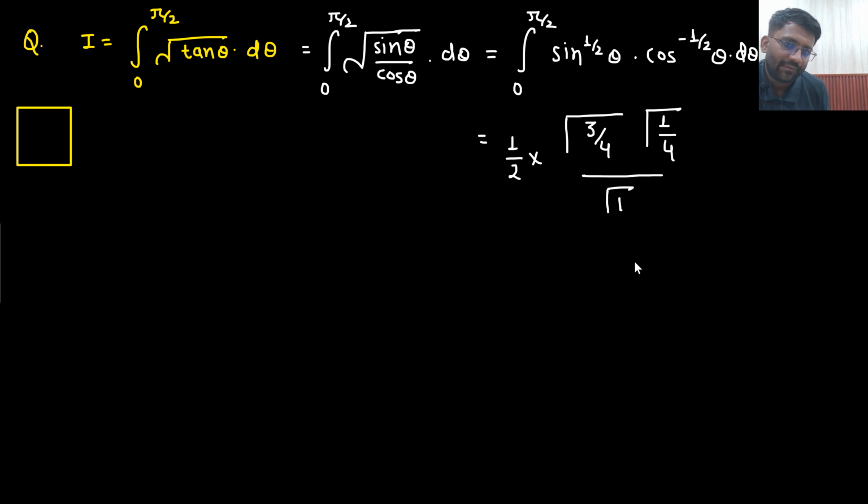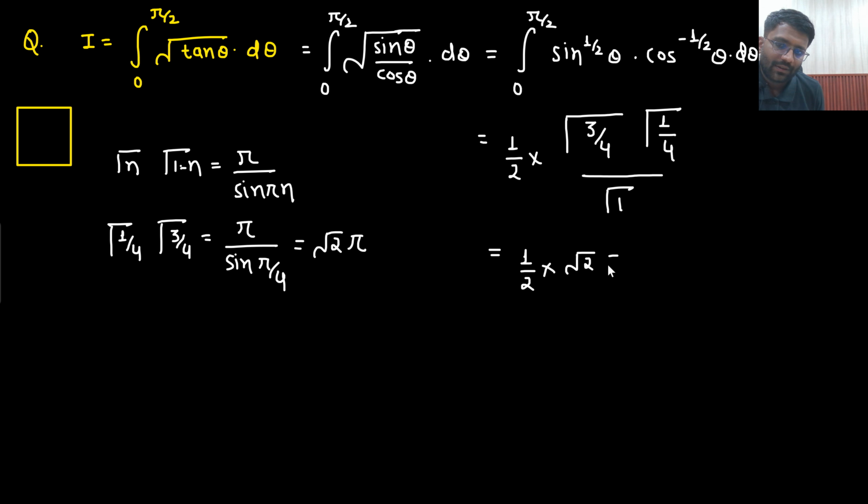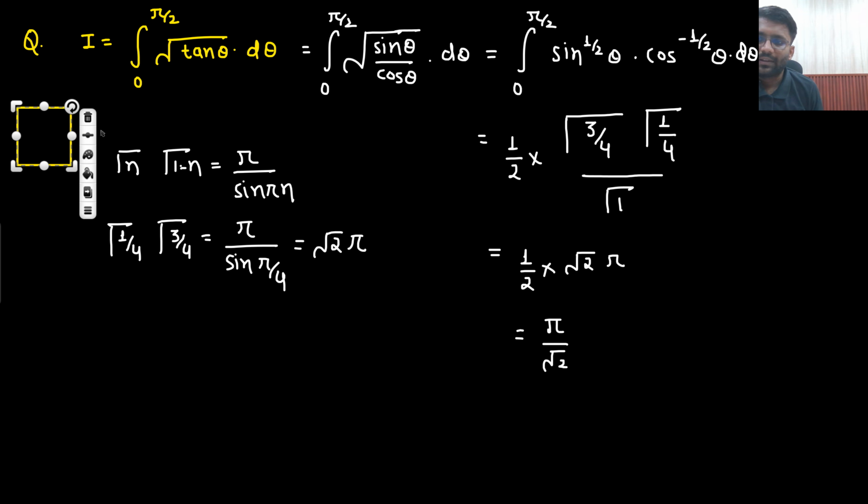Divided by gamma m plus n. So we only need to find out this value, which we already know: gamma n times gamma 1 minus n is pi upon sin pi n. So what is the value of n here? 1 by 4. So pi by sin pi by 4, which will be under root 2 pi, right? So value is under root 2 pi here. So 1 by 2 under root 2 pi. So the answer would be pi by under root 2.